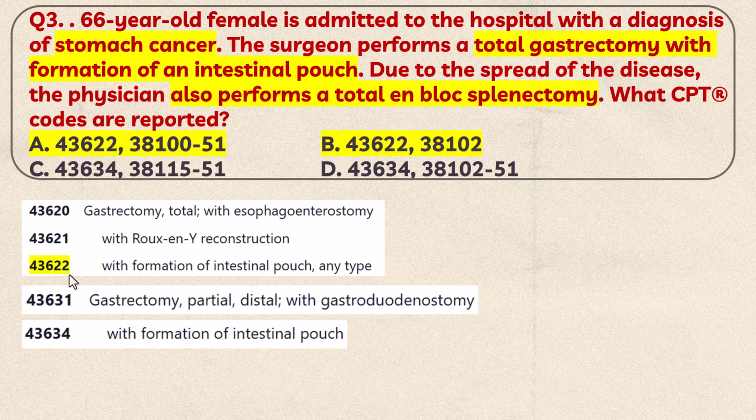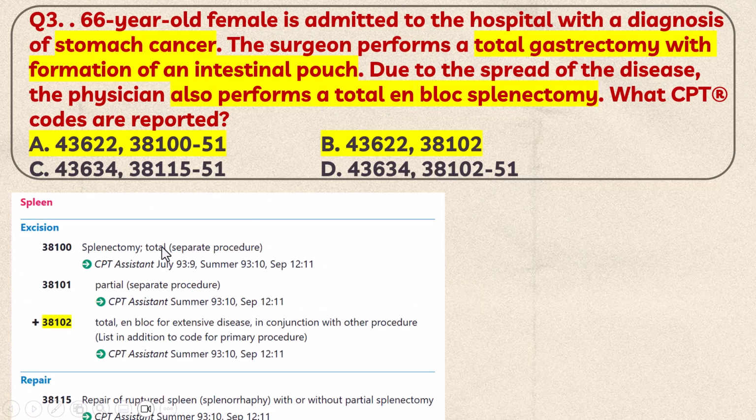So let's check the next code. 38100 is splenectomy total, separate procedure. 38101 is partial, separate procedure. 38102 is total en bloc for extensive disease, in conjunction with other procedure, list in addition to code for primary procedure. So here it is not just total splenectomy, it says total en bloc splenectomy. So total en bloc splenectomy is mentioned in code 38102. So the correct answer will be B, 43622 and 38102.